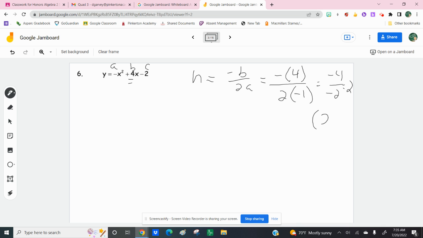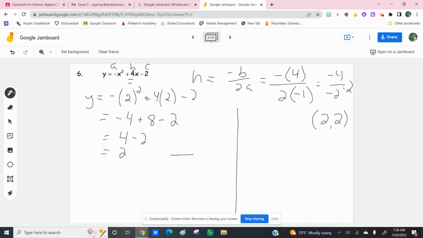So now I know that the x value of my vertex is 2. I'm going to take that 2 and plug it into this expression. So y equals negative 2 squared plus 4 times 2 minus 2. Remember your PEMDAS rules, you have to do your exponents first. So this is going to be 2 squared, which is 4, and then minus 4, plus 8, minus 2. So this here will be a positive 4 minus 2, which would be 2. So I know my vertex is 2, 2.